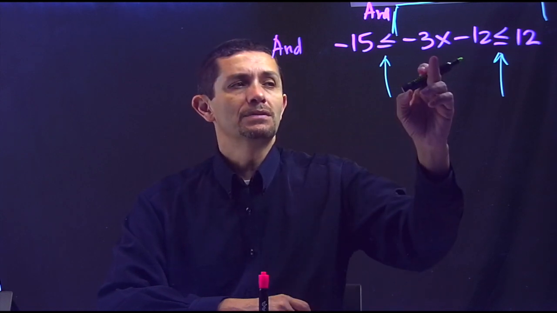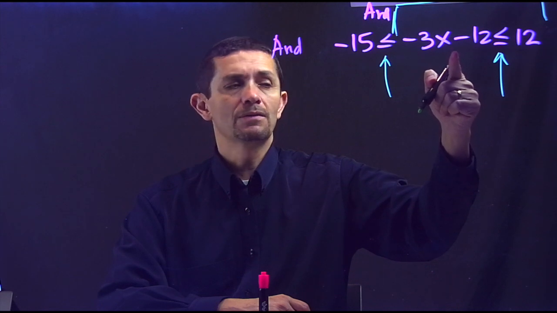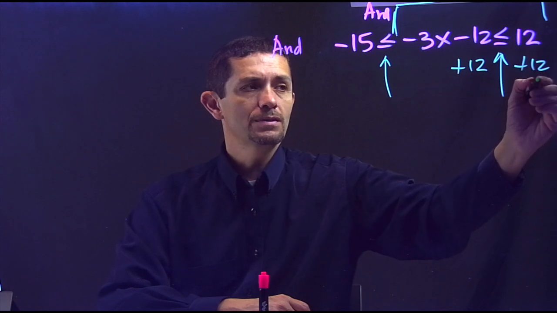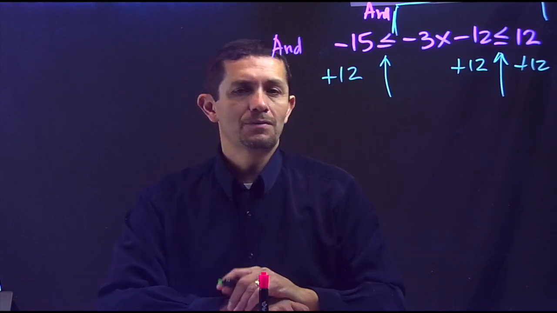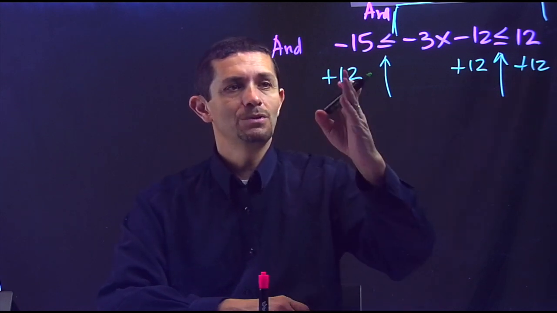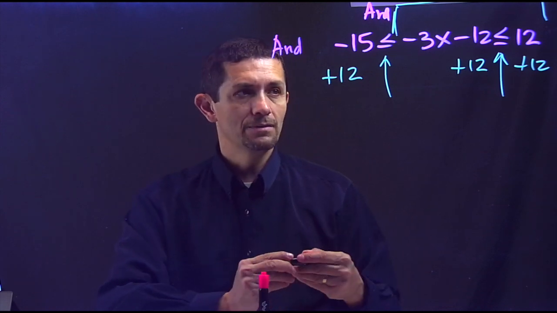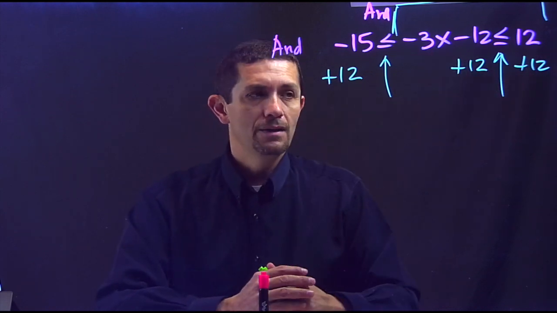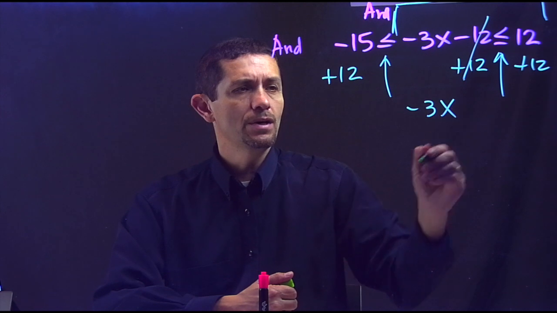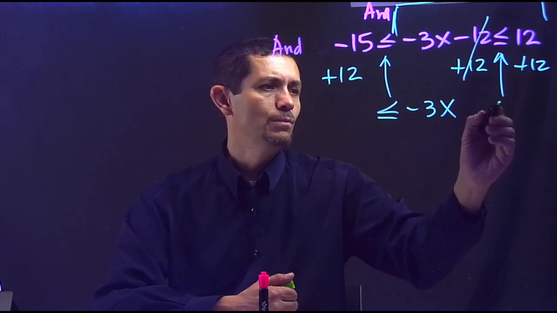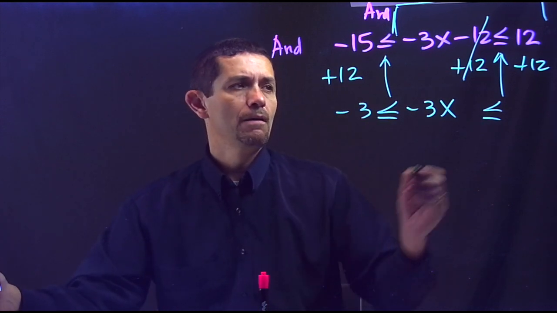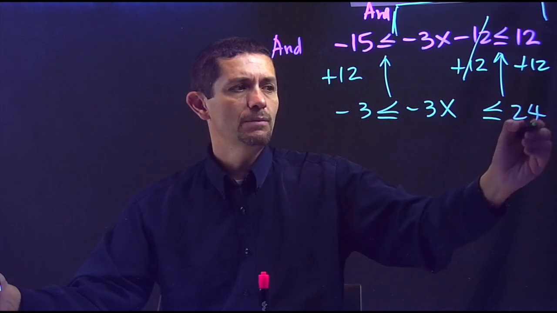So I want to leave the x by itself. My first step will be to get rid of the negative 12 by adding 12. Whatever I do in the middle, I do on the right side and on the left side. So the idea is to do it in the middle and do it on both sides as well. Negative 12 plus 12 is going to cancel out. I'm going to bring down my negative 3x. The inequality symbol stays the same on both sides. And here, negative 15 plus 12 is going to give me negative 3. Here, 12 plus 12 is going to give me 24.